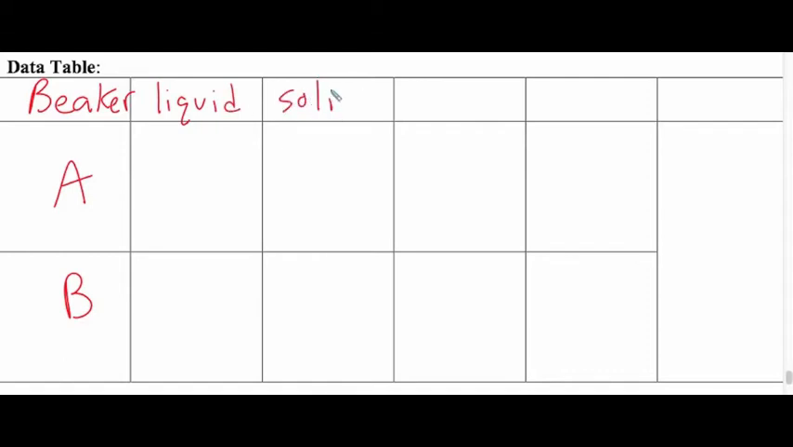When setting up your data table, you need to have certain headings for each of the columns. First, we need the beaker, because we have two beakers, beaker A and beaker B. We also want which liquid is being put in each beaker, as well as which powdered solid is in each beaker.